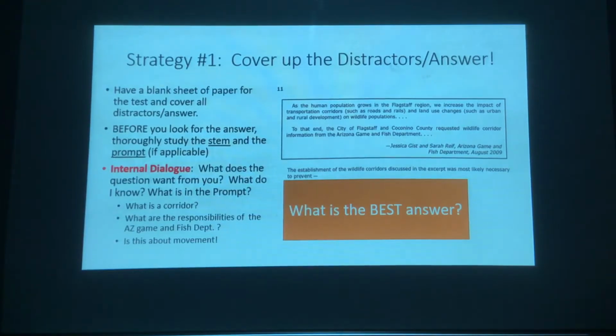Before you look at the answer, study the STEM and the prompt, and then have a dialogue with yourself. What does the question want from you? What do you know? What is the prompt? So for this particular question, you might be asking yourself, what is a corridor? What are the responsibilities of the Arizona Game and Fish Department? Is this about movement? So take what you know and think about what you think the best answer should be, and then look for that answer.